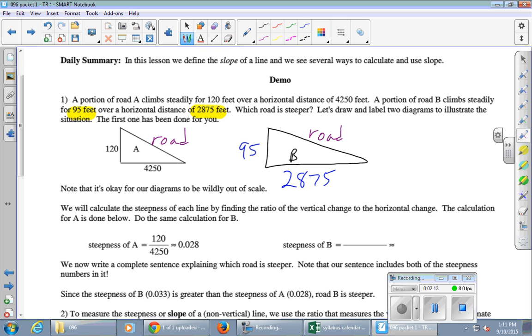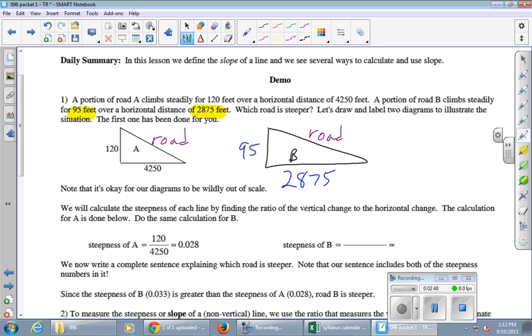All right, and we're trying to figure out which one of these is steeper. And to be honest, I've chosen the numbers here, so it's really not obvious. Which one climbs more, just raw numbers? A, because it climbs 120 feet compared to the 95 feet, right? So A is higher at the end of the day. If you're thinking of two mountaintops, A is the higher mountaintop. But road B doesn't take as long horizontally to get to that shorter height, right? And so we've got to compare these two numbers to each other, the vertical and the horizontal, in order to decide which one is steeper.